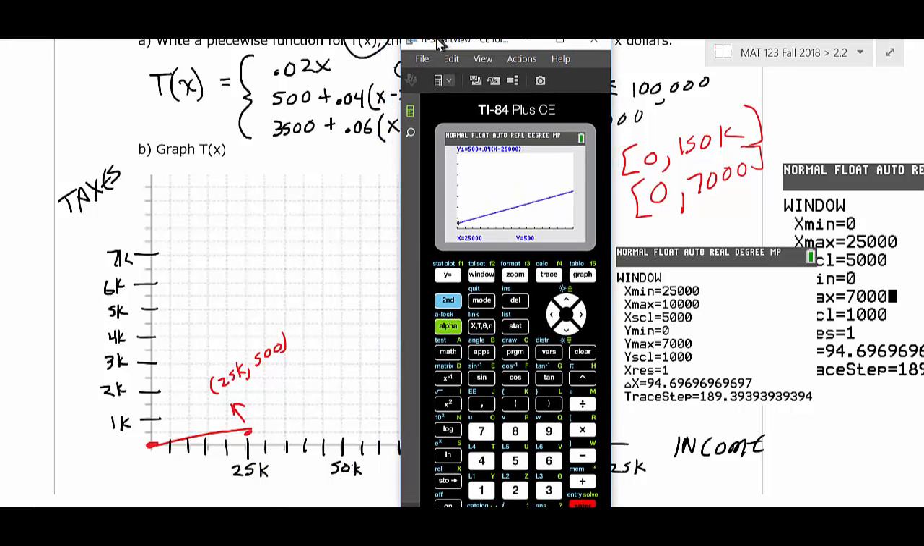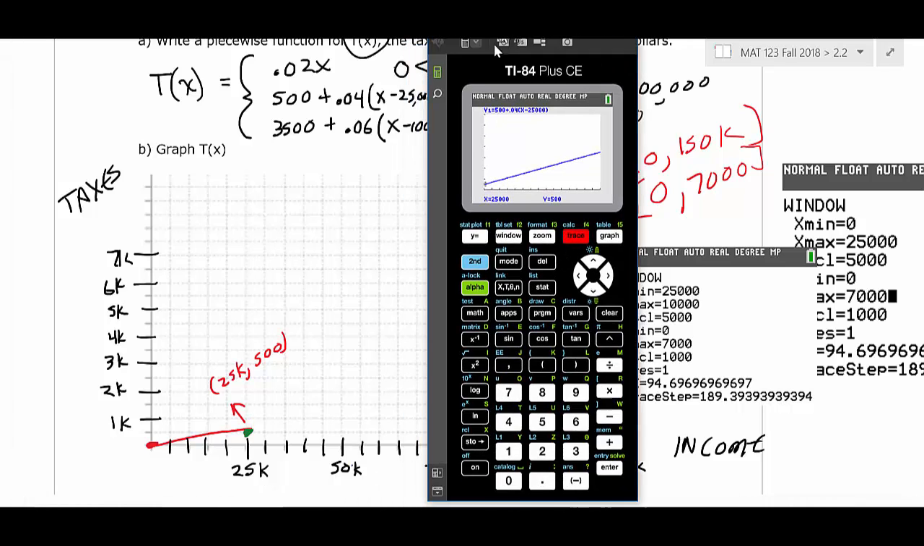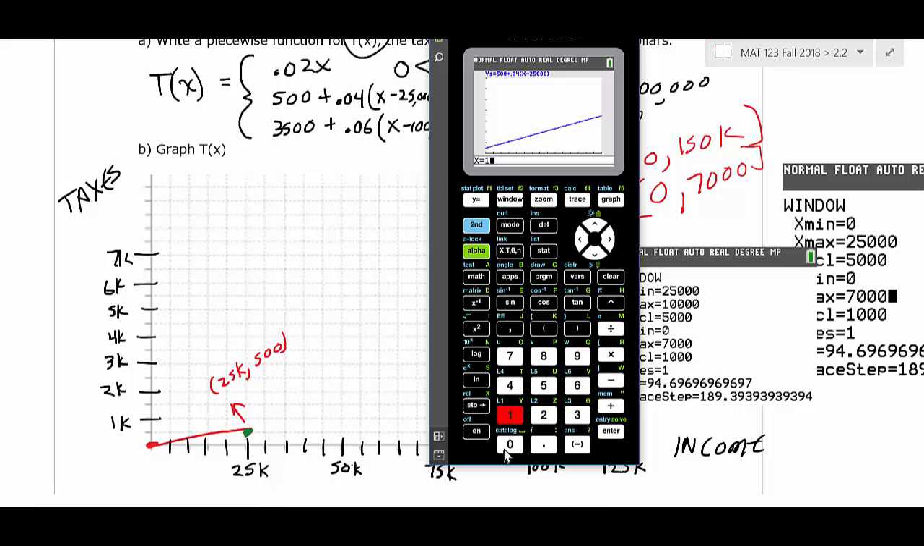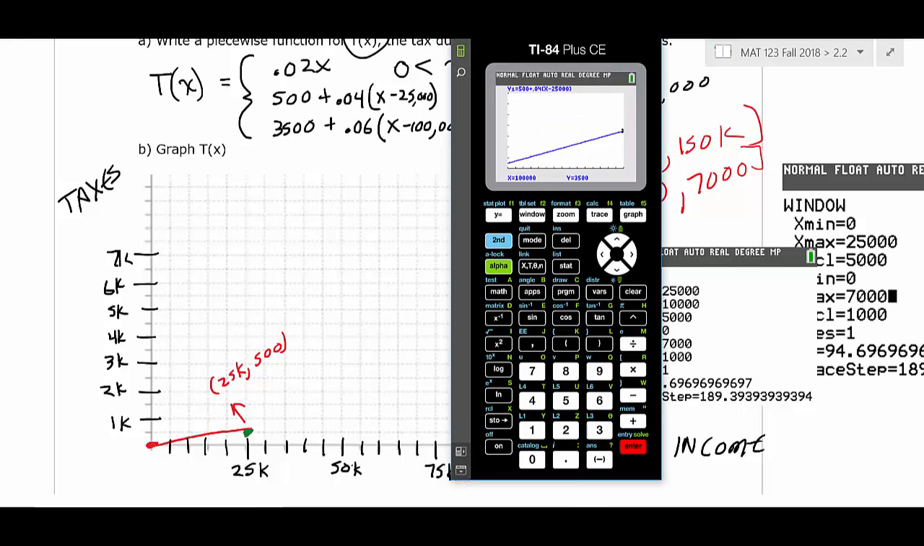So the second part is still going to be 25,500. Then you're going to trace at 100,000. So trace, and then type in 100,000. That'll tell you how much you're taxed. So you're going to be taxed $3,500 if you made $100,000. That is not the way it is in reality, though. I can assure you that.